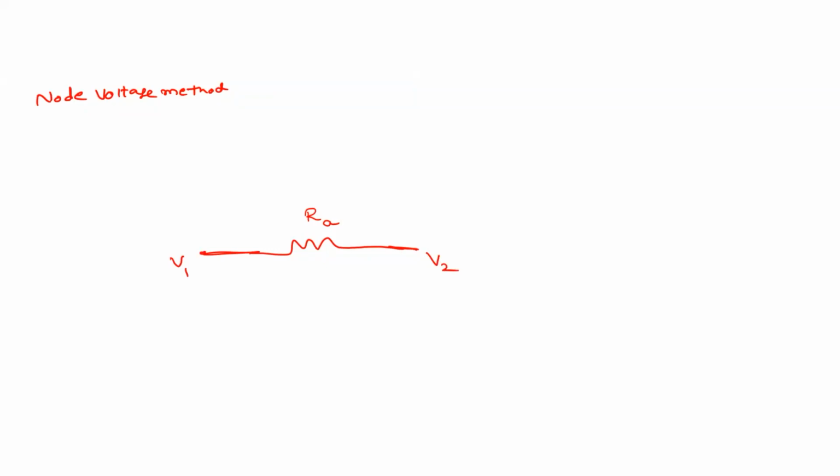Now assume this is the current, and the current direction is something like this. Now tell me, what is the voltage across RA, or what is the current through this RA? V2 minus V1 by RA, right? If you assume that this is the current, agree?